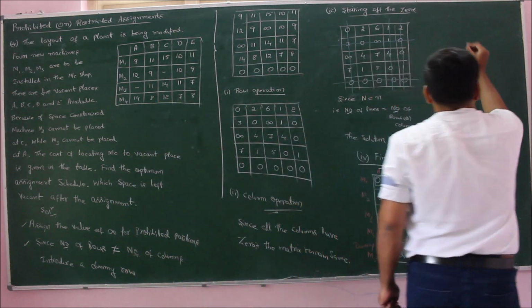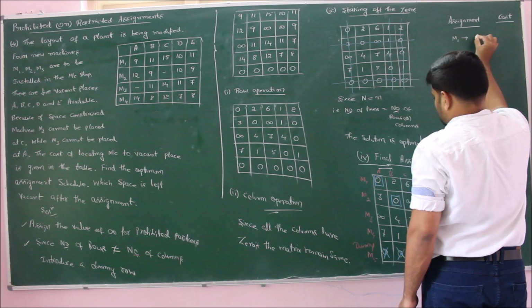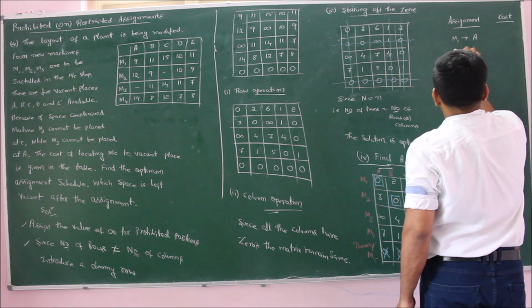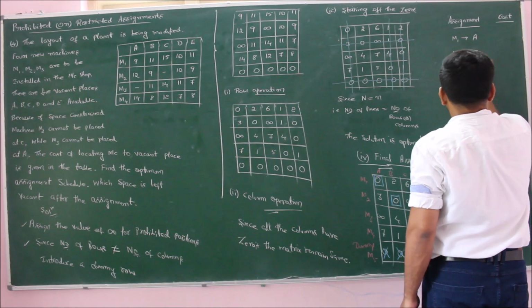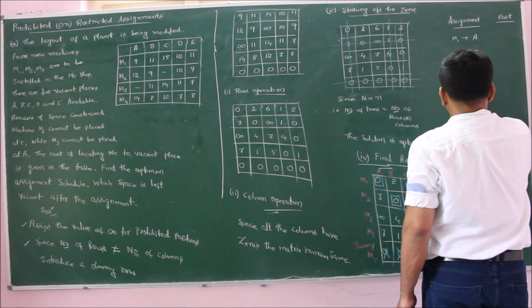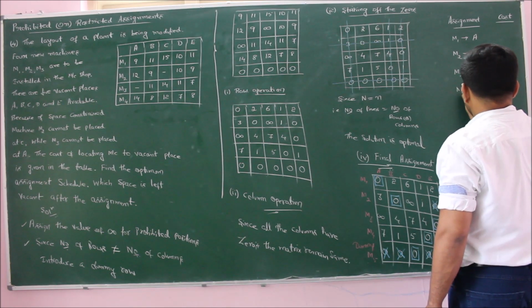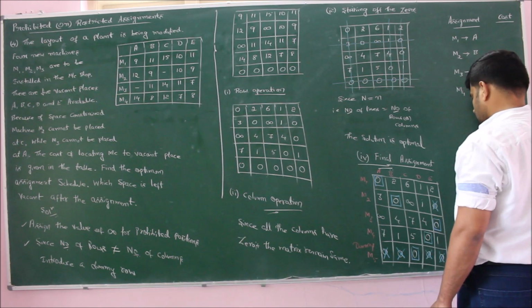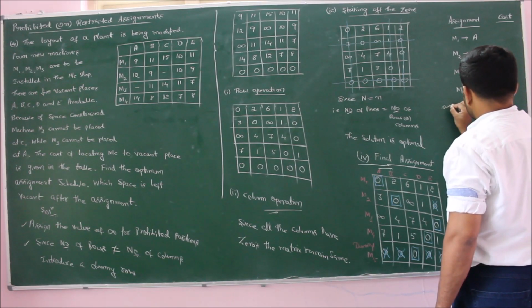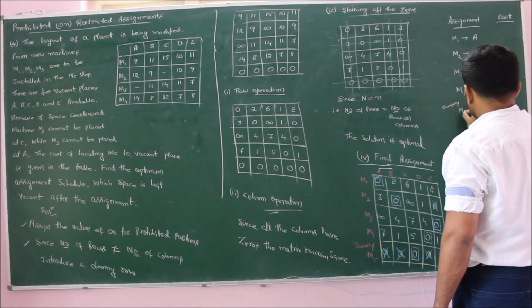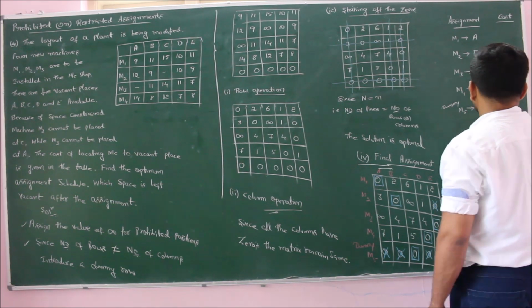The assignment we have done is, for machine 1, we have assigned space A. For machine 2, we have assigned space B. For machine 3, we have assigned space E. And for machine 4, we have assigned space D. And for dummy machine 5, we have assigned space C.